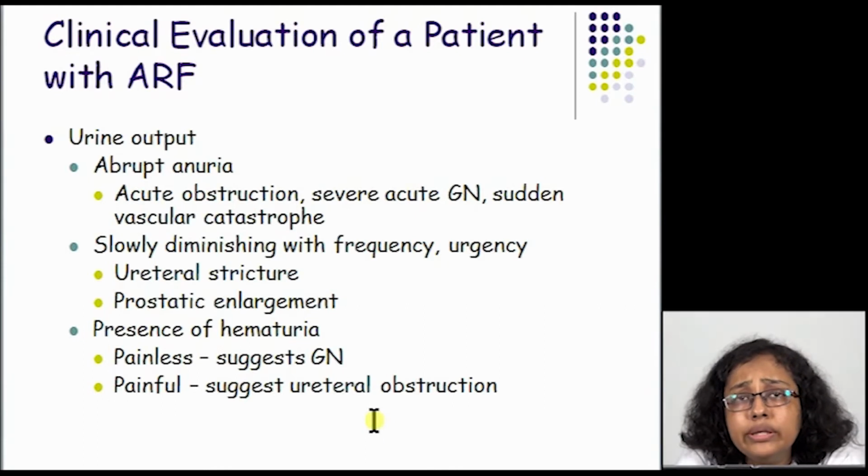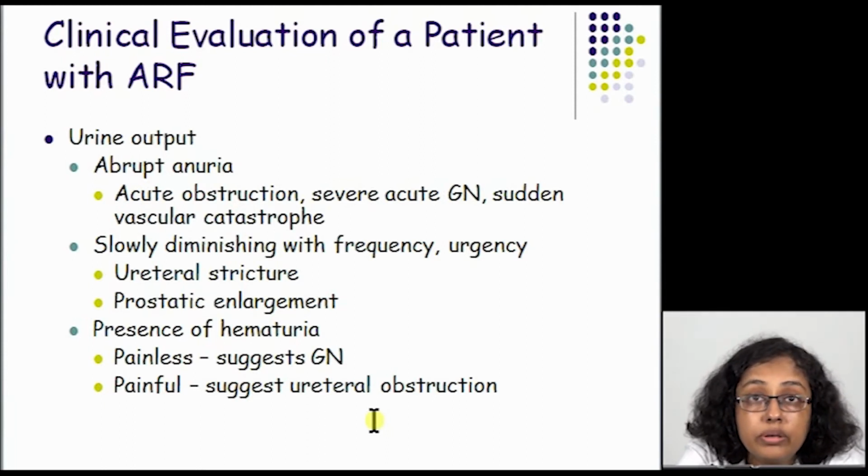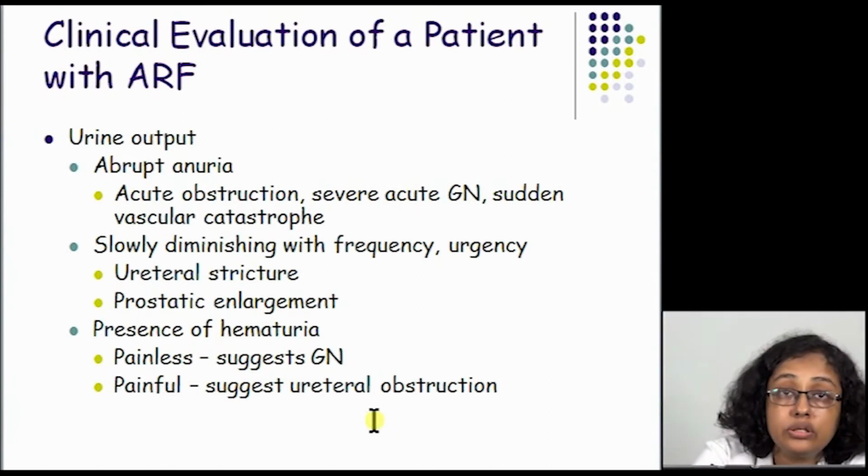If there is a slow decline in urine output with frequency and urgency, it could suggest a urinary tract infection, a prostatic enlargement, or a urethral stricture. If there is blood in urine, like a painless hematuria, it could be suggestive of glomerular disease leading to acute renal failure, or if it is painful, it could suggest an obstructive disease like a malignancy.